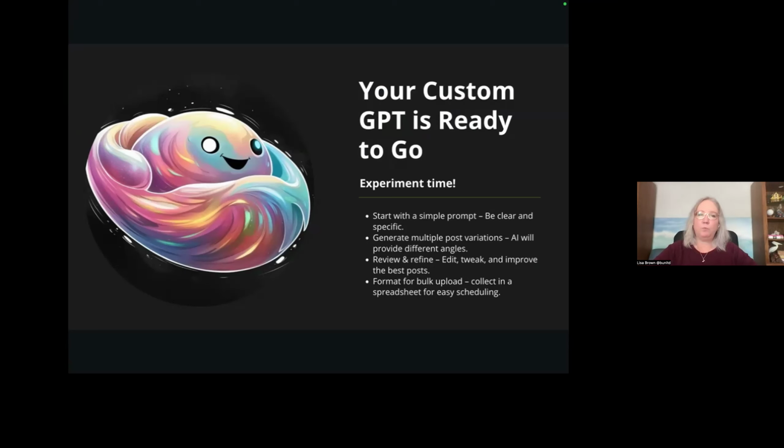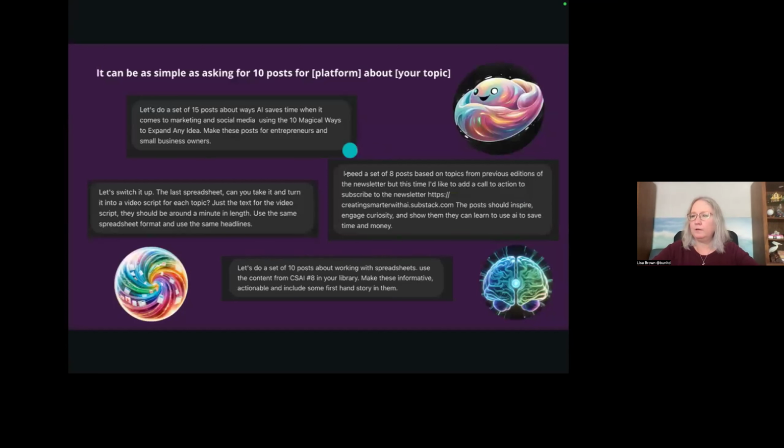Okay, so once you get to that point, you've got your prompt, you've got all of this instruction, it's got all of your background. So you're really ready to generate some posts. And that can be really simple. It could be just as simple as going, I need 10 posts for LinkedIn about creating a custom GPT. It could be that simple.